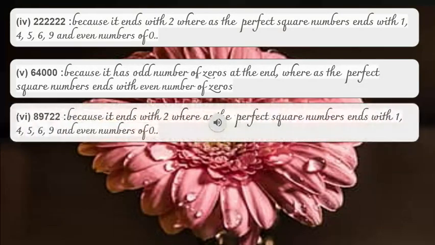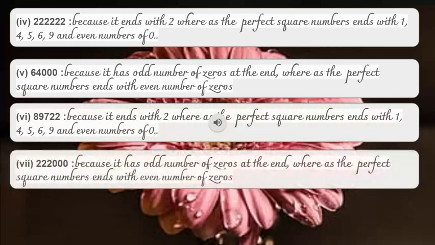Now, the sixth question, 89,722. Here also it is ending with a 2. So it is not a perfect square because it ends with a 2, whereas the perfect squares end with 1, 4, 5, 6, 9 and even numbers of 0.